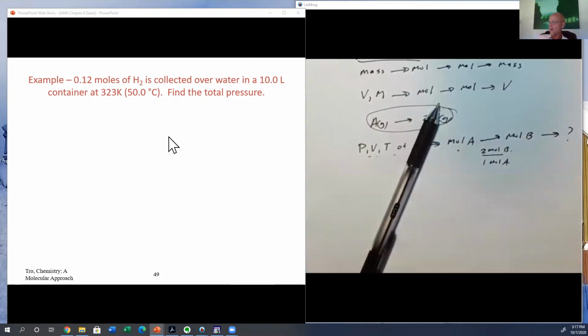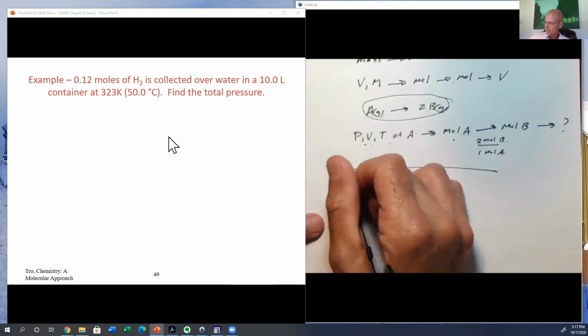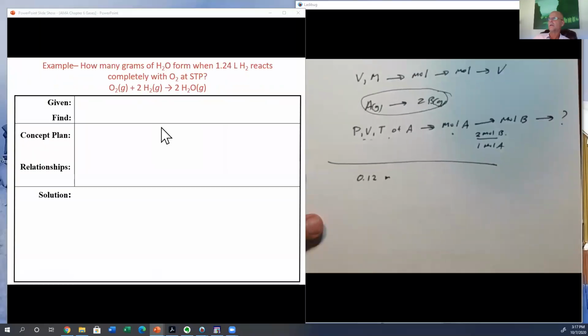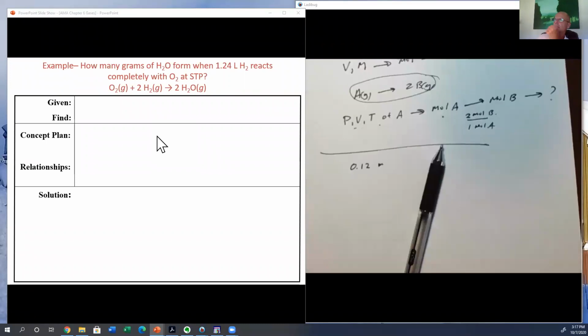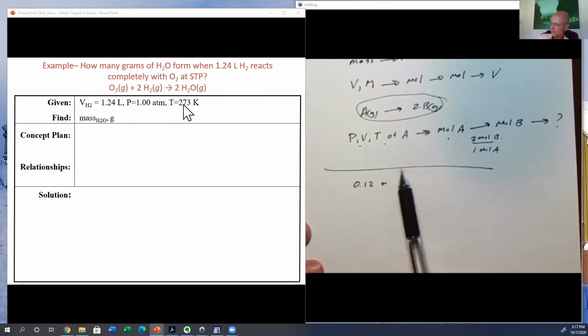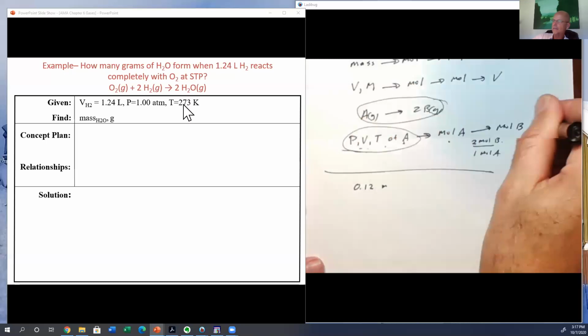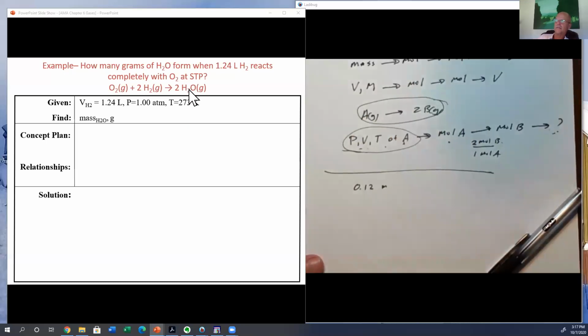Okay, real quick here, we'll do this one. Instead of writing it out, I'm just going to do it on the PowerPoint. How many grams of water form when 12.4 liters of hydrogen... We're given the volume, the pressure, and the temperature of the gas. So we're given P, V, and T of some gas, and we're trying to find the mass of water that forms.